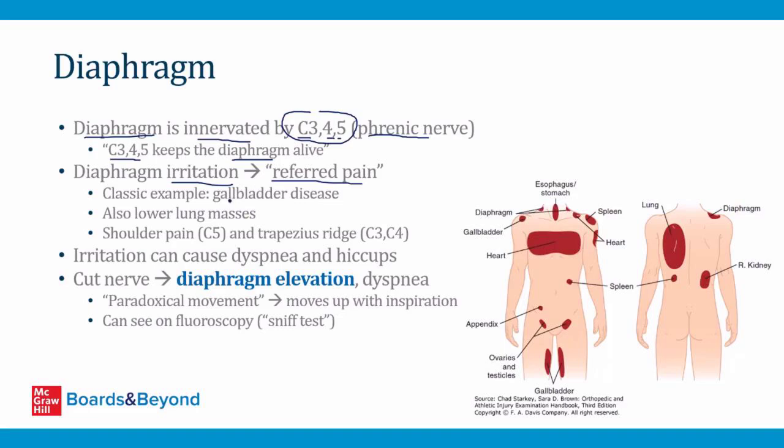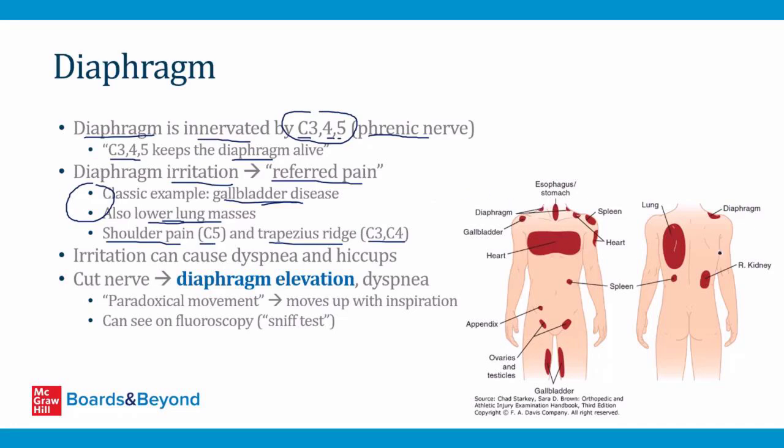So the classic example is gallbladder disease. If the gallbladder irritates the underneath of the diaphragm, that can lead to referred pain. Also, lower lung masses can irritate the diaphragm. And so when these types of problems occur, even though the problems are in the GI tract, in the example of the gallbladder, or in the lungs, in the case of a lung mass, the patient will report pain at the shoulder, and that's because C5 has sensory information to the shoulder, or around the trapezius ridge, because C3 and C4 carry sensory information from the trapezius ridge.